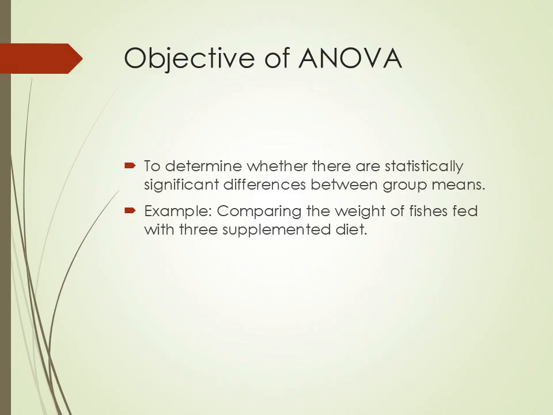What is the main objective of ANOVA? It is to determine whether there are statistically significant differences between group means. Normally, in a t-test or other tests, we only see the difference between the two means, but here we see the difference between the different groups. So here we are comparing between group means. For example, you are comparing the weight of fishes fed with 3 supplemented diets. In the case of a t-test, you would have done it with 2 supplemented diets, but here more than 2. So you can check for more than 2 samples.